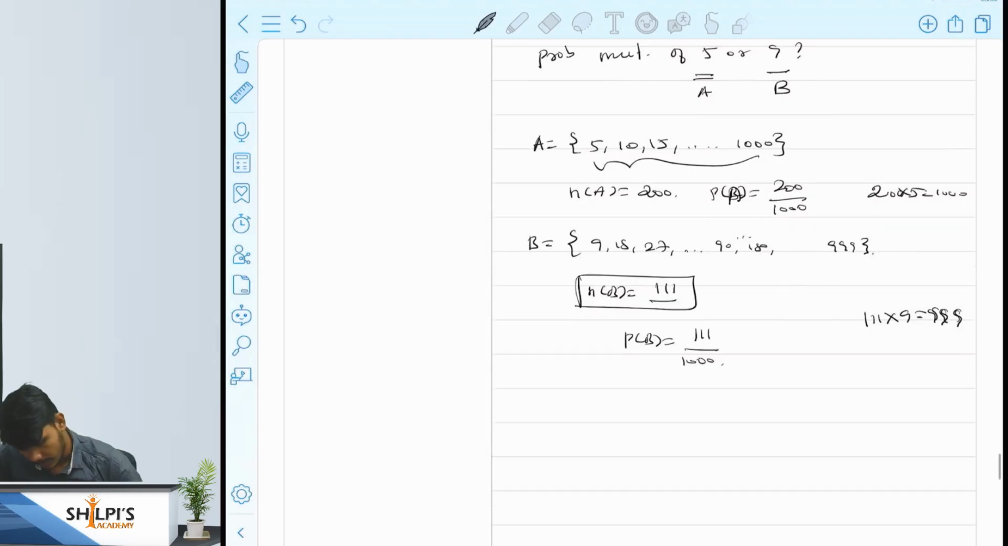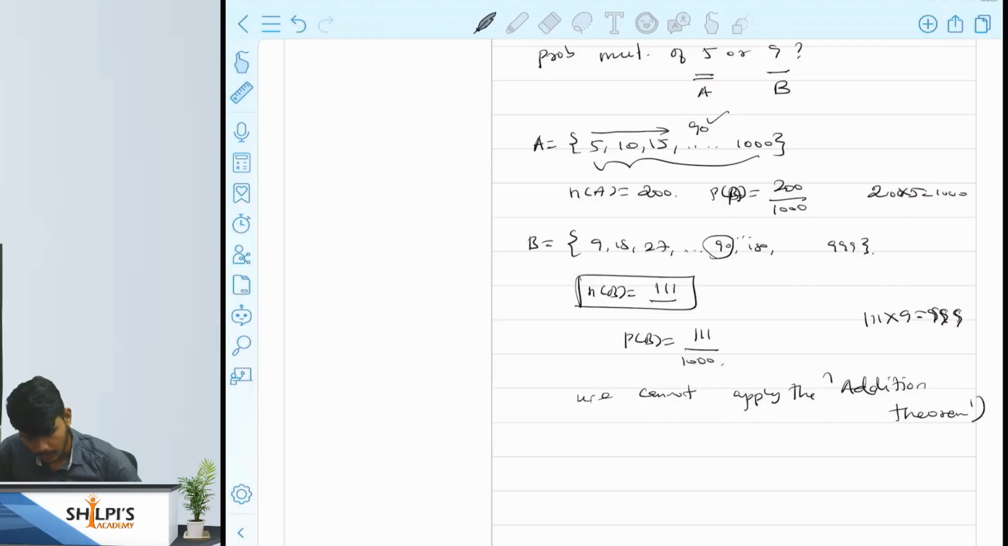But here, while collecting the numbers that are multiples of 5, I will get 90, right? Since 90 is divisible by 5, 18 into 5 is 90. Similarly, I am also getting 90 in the B set. So since these two events have common numbers, we cannot apply the addition theorem.